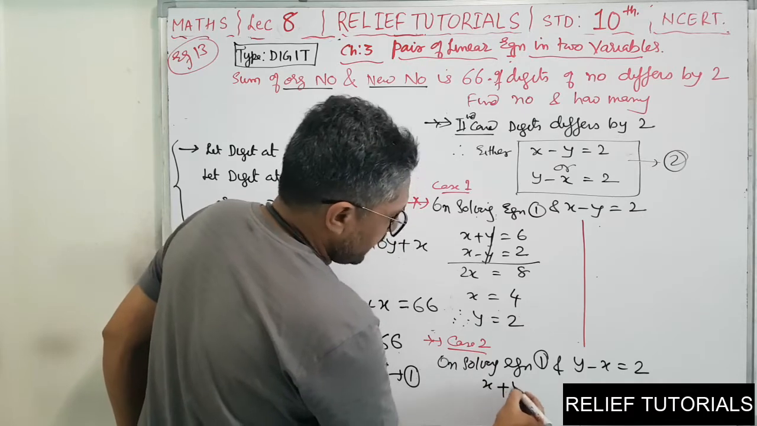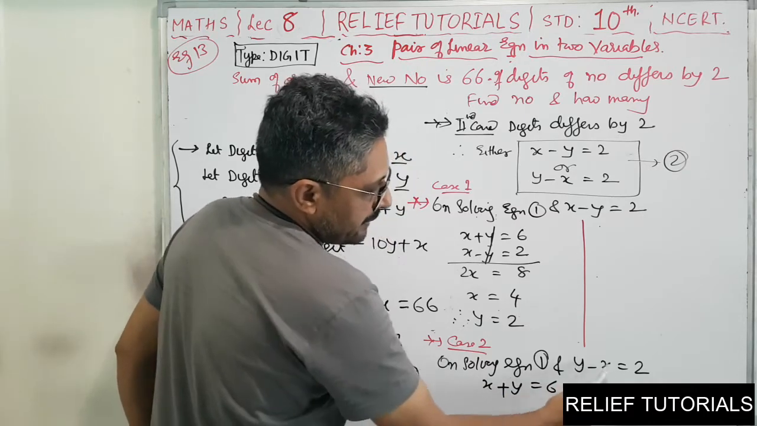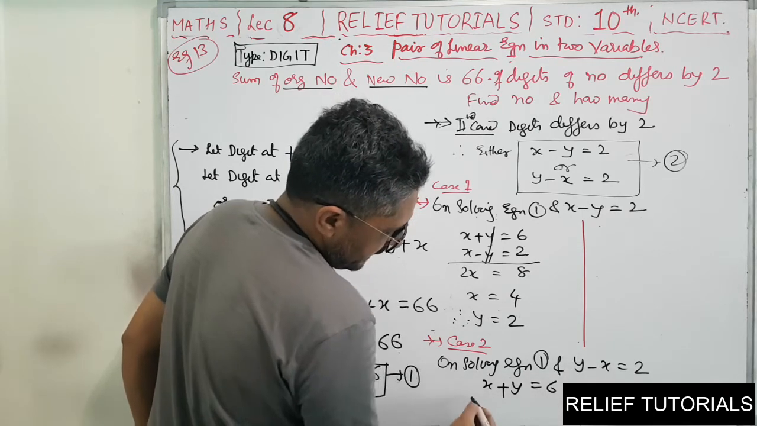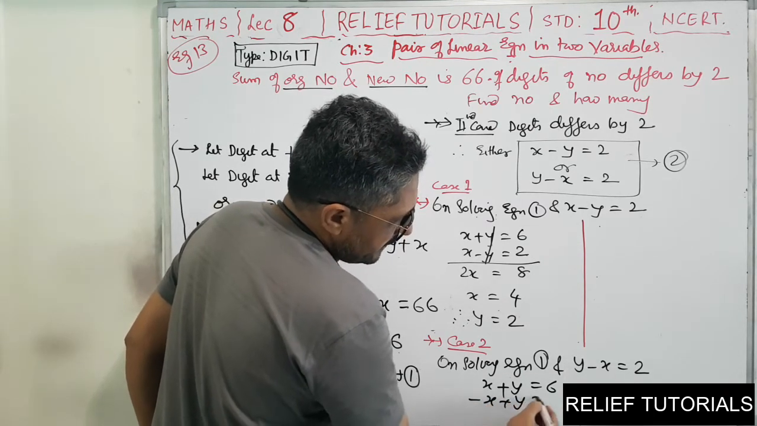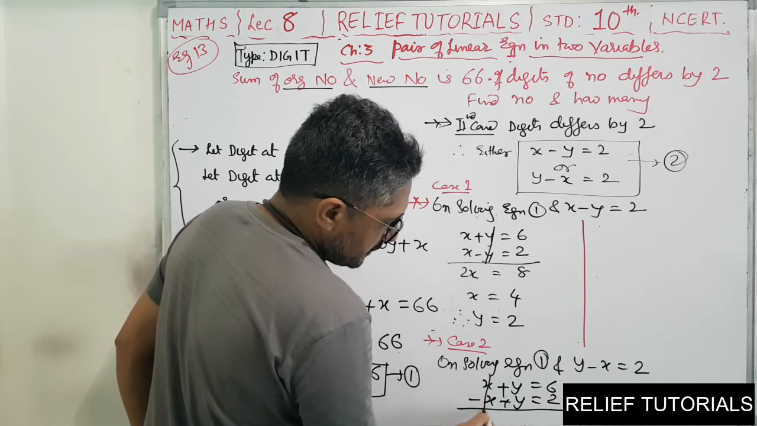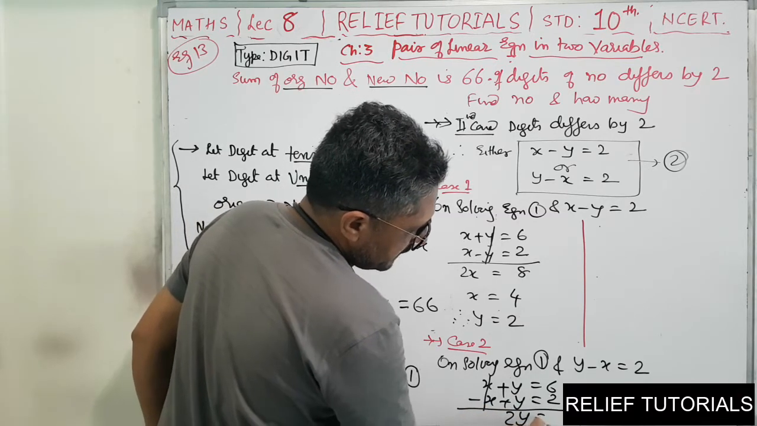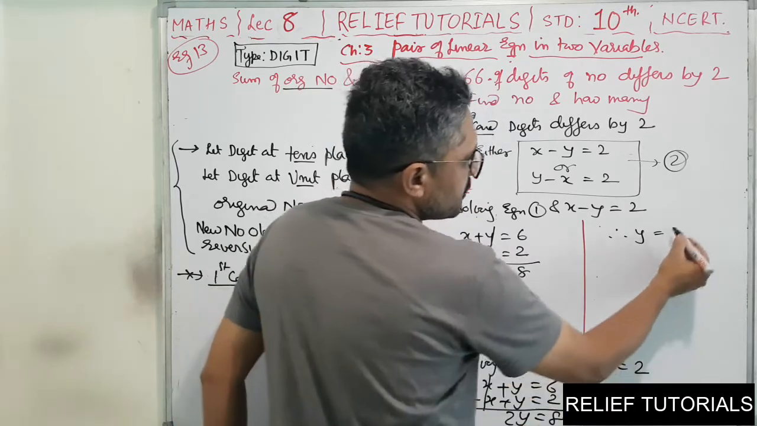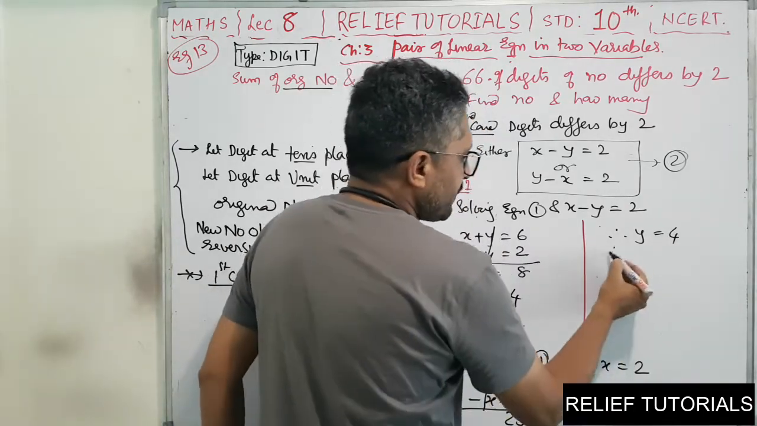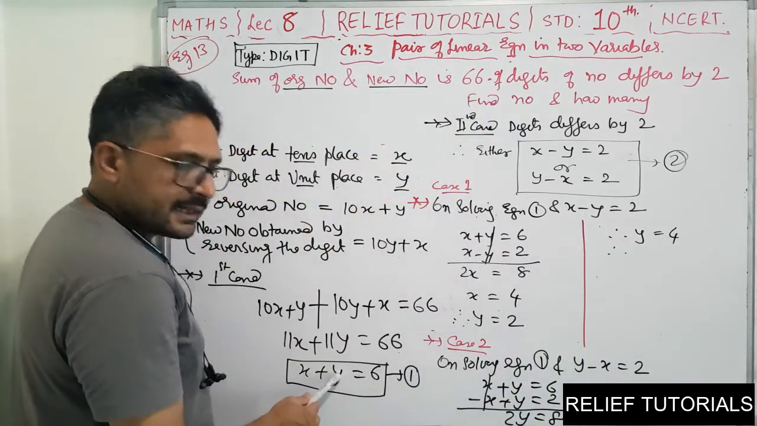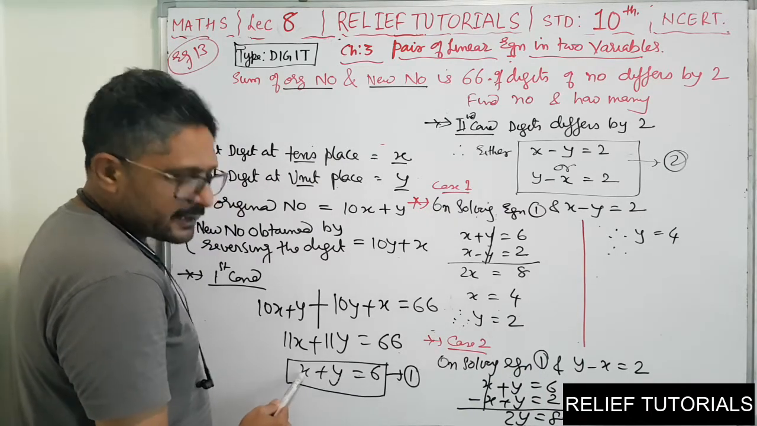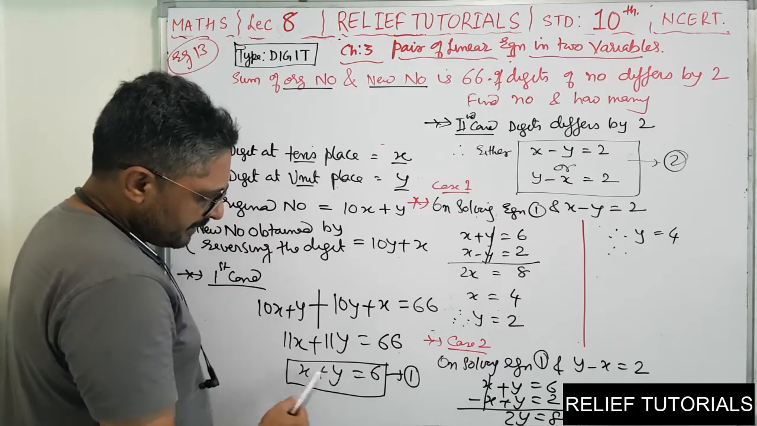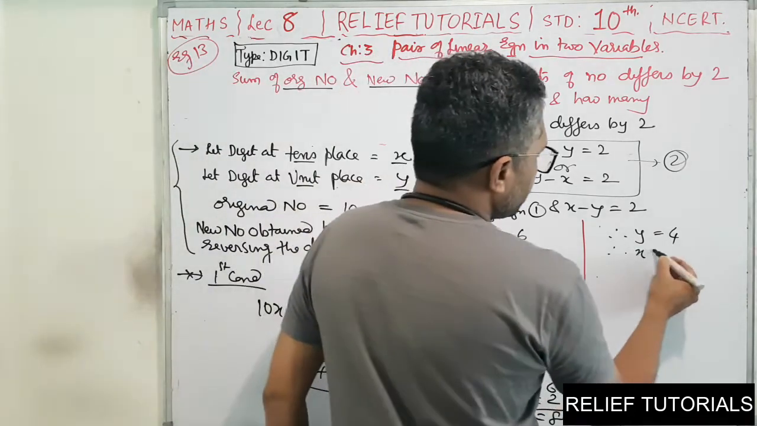See. x plus y is equal to 6. Now y minus x means I can write this way, minus x plus y. So I can write here minus x plus y is equal to 2. So this will get cancelled, y plus y, 2y is equal to 8. So 2y equal to 8, so y is equal to 4. So if y is equal to 4, x will be 2. 2 plus 4 equal to 6. So directly I can write that y is equal to 4, so therefore x is equal to 2.